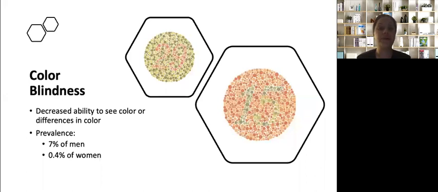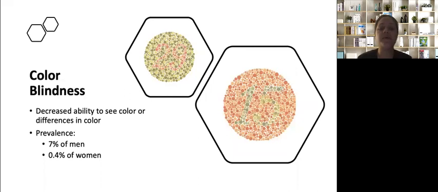Now, there are some individuals who are unable to discern certain colors from others. So, color blindness refers to one's decreased ability to see color or see differences in color. Approximately 7% of men experience color blindness, while about 0.4% of women experience this. For most with color blindness, their visual world lacks some sort of contrast or appears sort of dull.